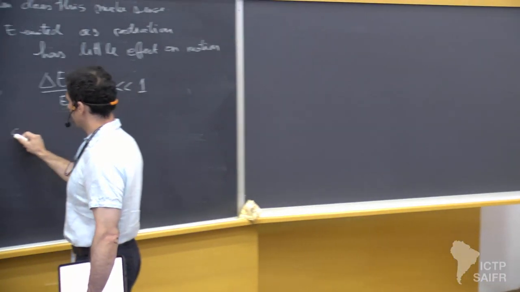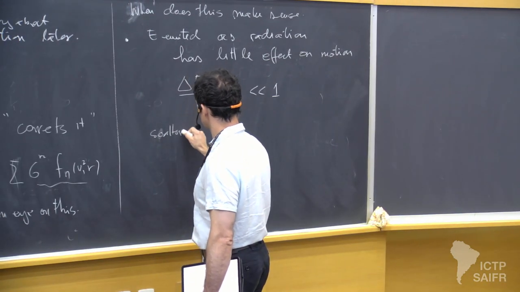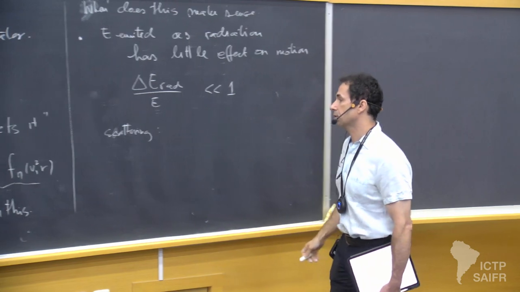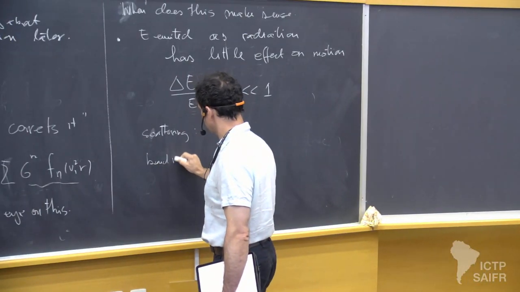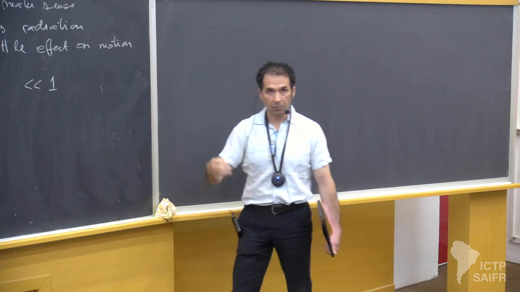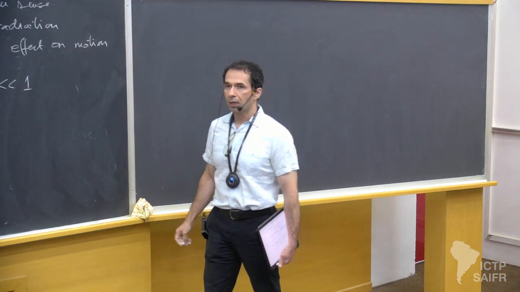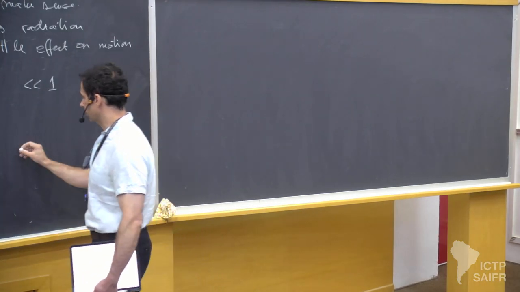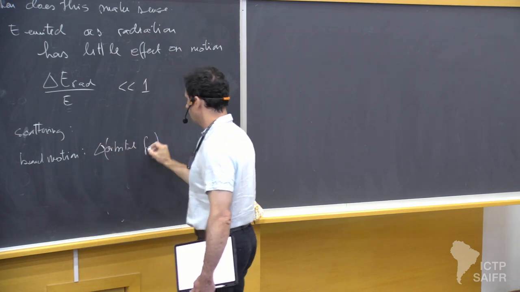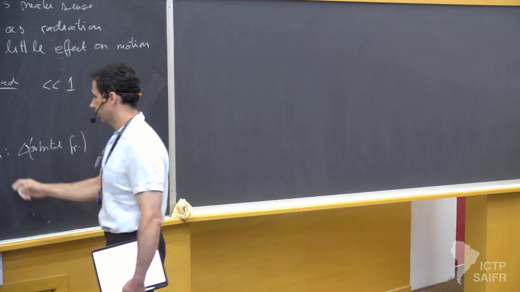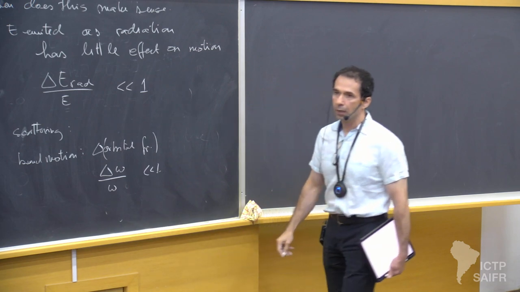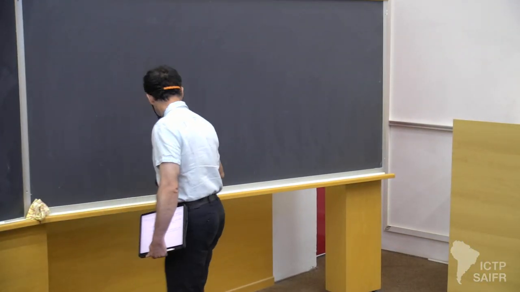So for scattering, this says exactly that the energy emitted is smaller than the initial energy. For bound motion, this can be restated a little bit. As a bound system emits gravitational radiation, or any radiation for that matter, the orbital frequency changes. So a way of restating this is that for bound motion, the change in orbital frequency divided by the orbital frequency is much smaller than one.